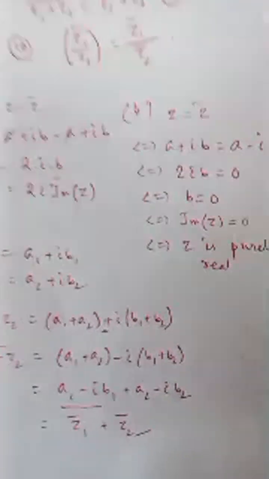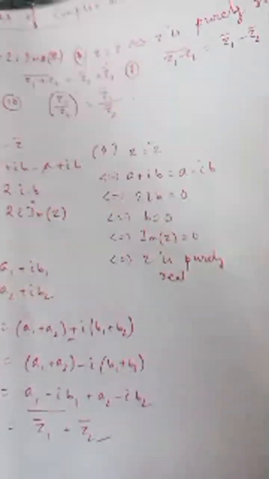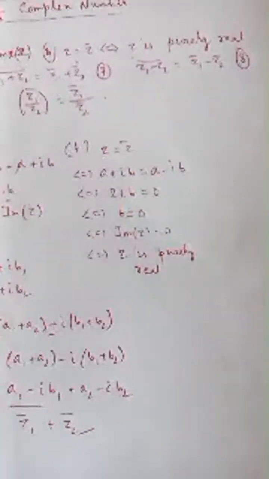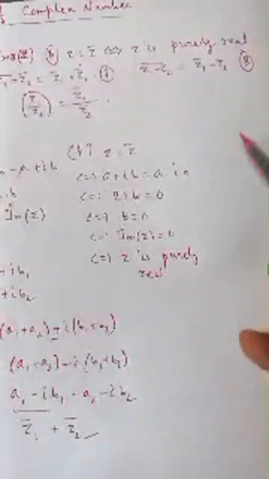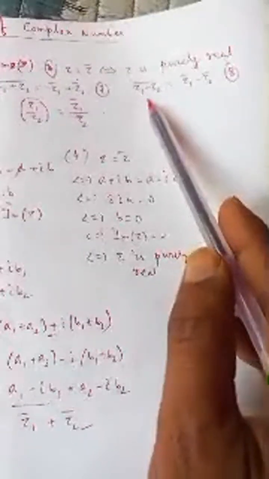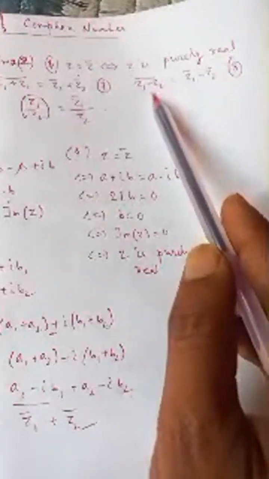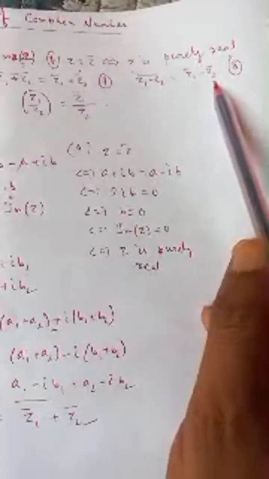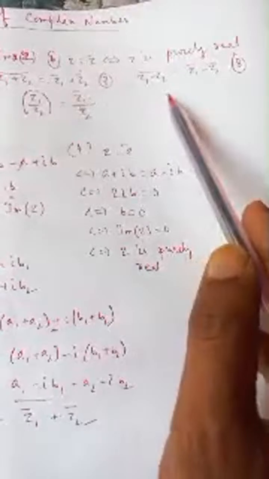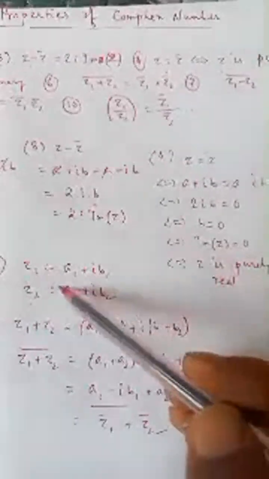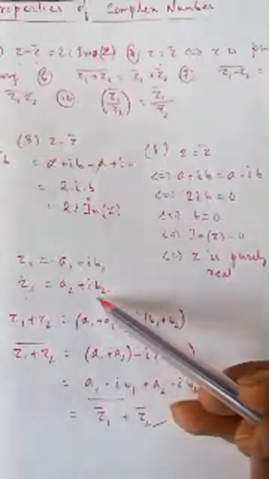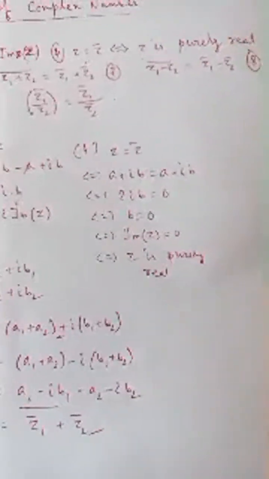Now the seventh property. Conjugate of z1 minus z2 is conjugate of z1 minus conjugate of z2. So here we have taken the same: z1 is a1 plus iota b1, z2 is equal to a2 plus iota b2.